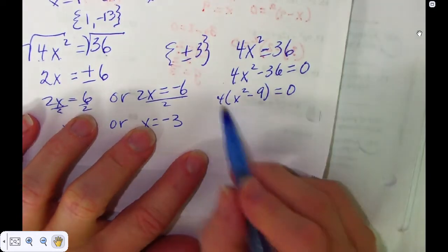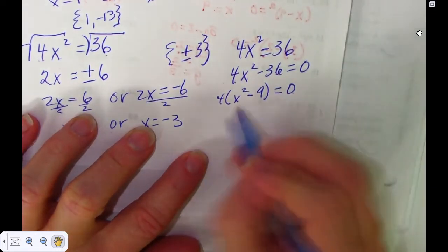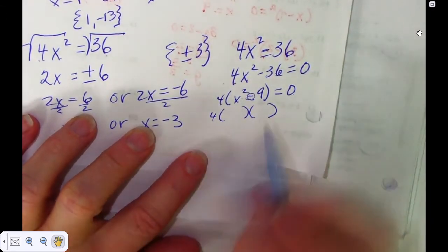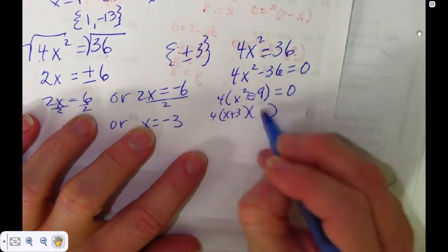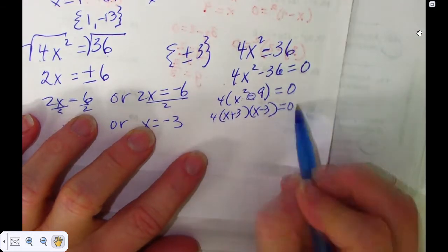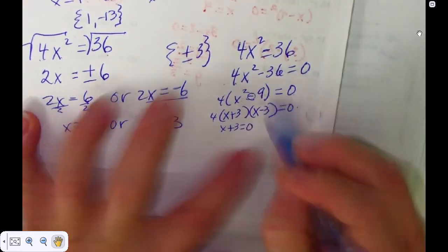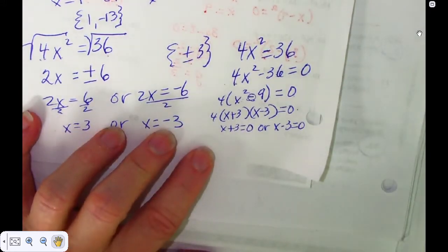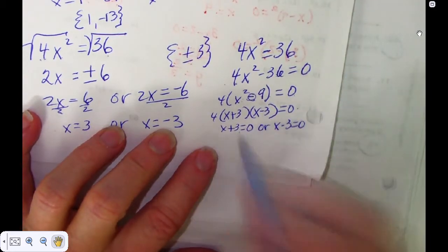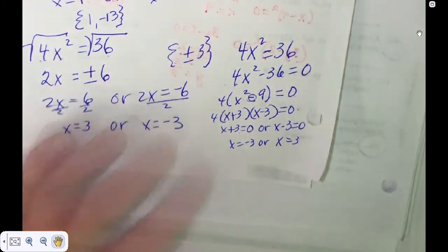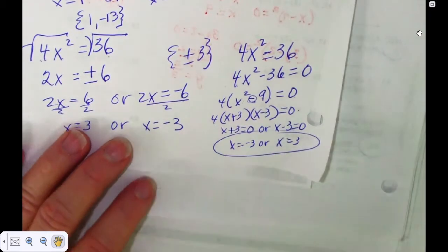Okay? You know 4 doesn't equal 0. But look, is that a difference of 2 squares? So x plus 3, x minus 3. So you know 4 doesn't equal 0, but x plus 3 equals 0, or x minus 3 equals 0. Or remember, I just let you do one of them and you know it's the opposite sign. So x is negative 3 or x is 3. Just what we got. 3 or negative 3.